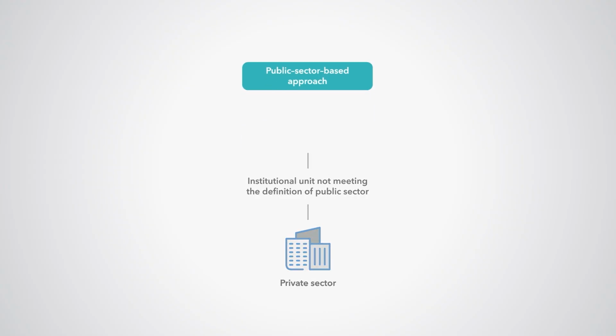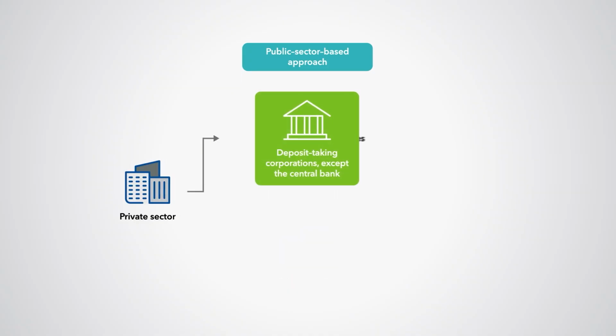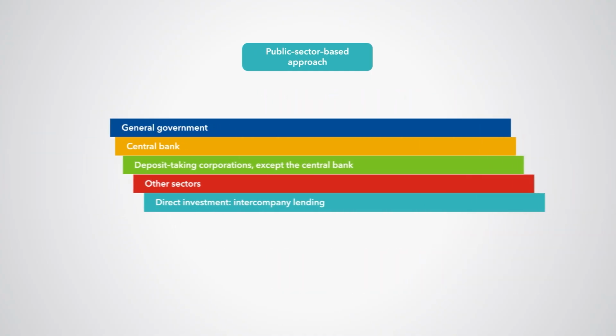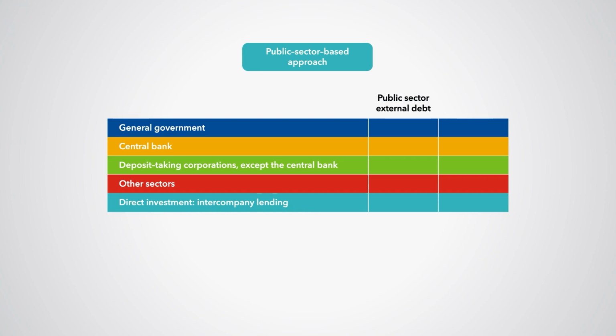The private sector can include resident units in the deposit-taking corporations except the central bank sector and other sectors. Consequently, the external debt of public sector and private sector have different coverage of institutional units. Thus, the public sector external debt includes the debt of the general government and central bank.